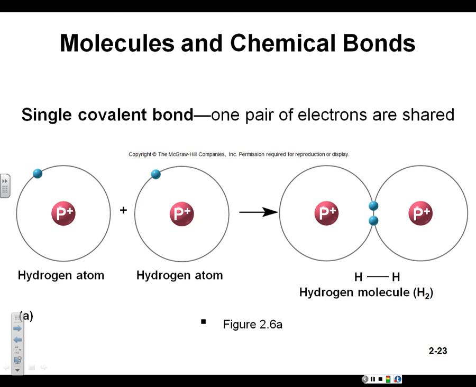Alright, let's look at hydrogen. How many electrons we said should go in the first orbital? 2. Alright, how many does this one have? How many does this one have? Alright, if I share it, how many does this one have now? How many does this one have? Alright, so I make hydrogen what? Gas. Alright?